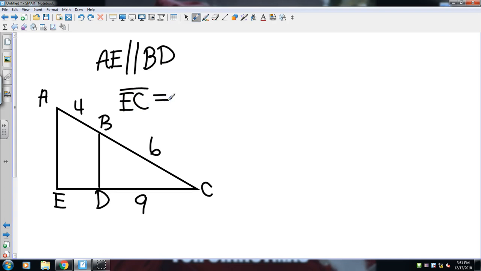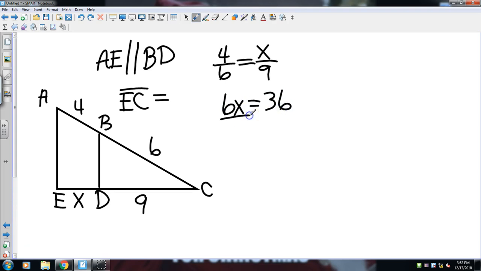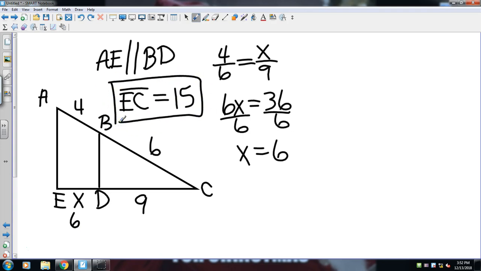To do that, we need to find out what ED is. So that's going to be our X. And because those two things are parallel, that means I can set up a proportion that 4 to 6 is the same as X to 9. And so that's going to give me 6X equals 36. Divide both sides by 6. In this case, X equals 6. So that's not our answer. That means ED is 6. And so when I add that together, 6 plus 9, that's going to give me 15. So in this case, EC would be equal to 15.